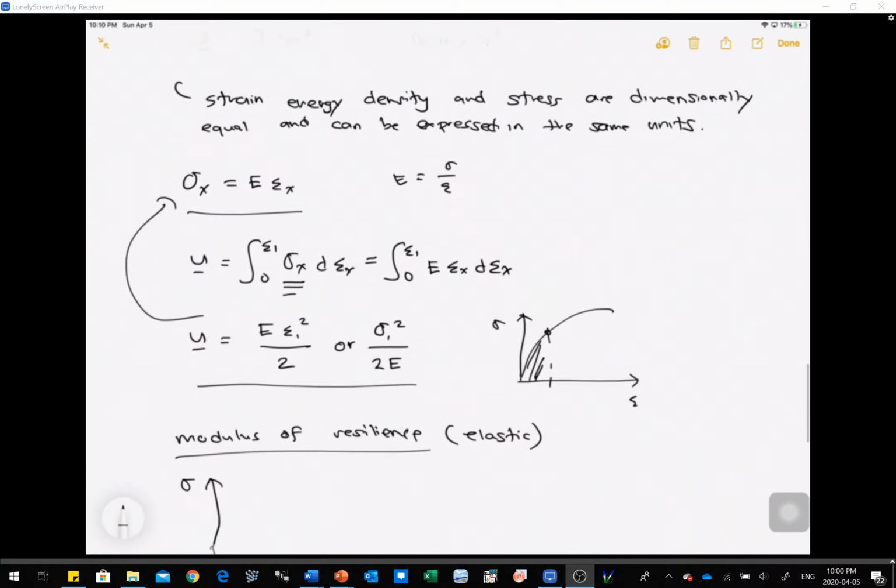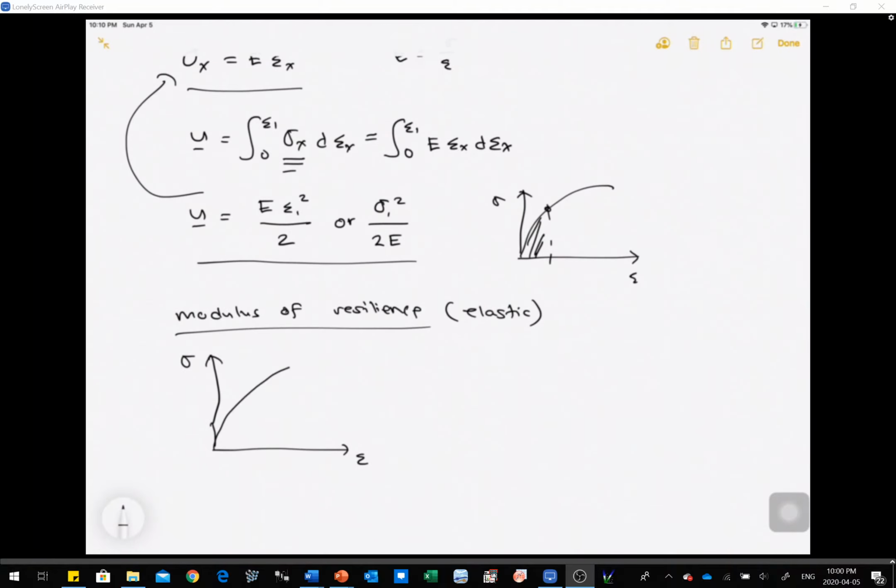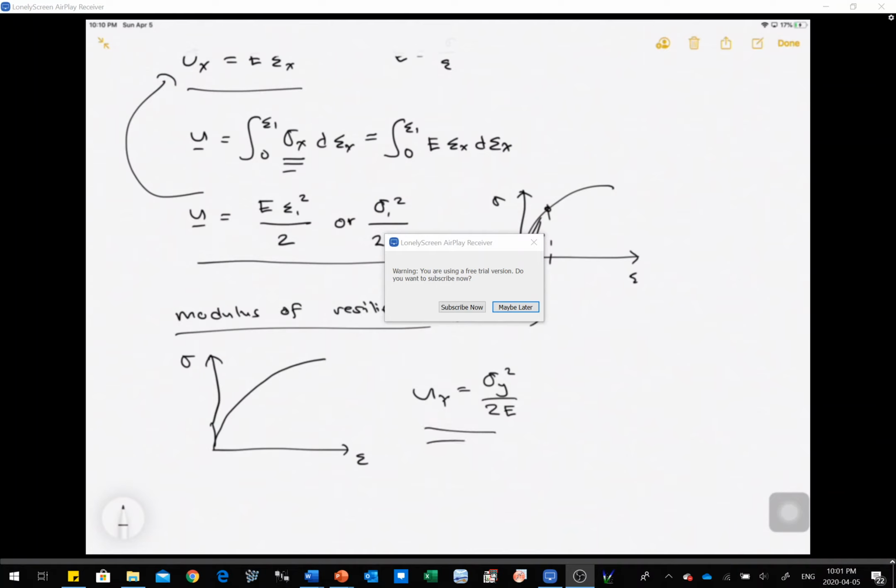Let's go back to modulus of resilience. So if we have a stress strain curve, how can we calculate the modulus of resilience, which is denoted by U sub y, and that's equal to the square of your stress divided by 2E. This equation right here is described by this area of your curve, which is just your elastic region. If you take the area of the elastic region, you'll end up with this equation right here. So that's the definition of your modulus of resilience.